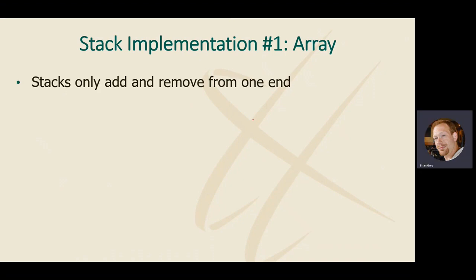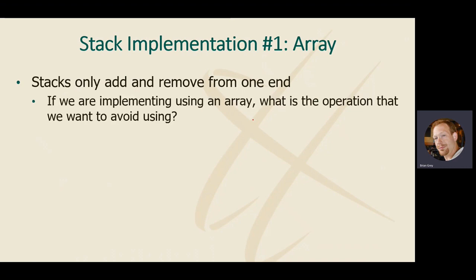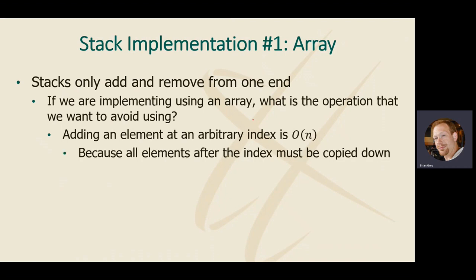So remember, stacks only add and remove from one end. We're only touching the top. Everything else is static. So if we're using an array, what operations do we want to avoid using? And the answer is we want to avoid adding or removing from an arbitrary index in the array. If we're adding and removing from an index that could be any index, that could mean that any elements past that index are going to have to be shifted. And that's a big O of N operation, so that's slow.